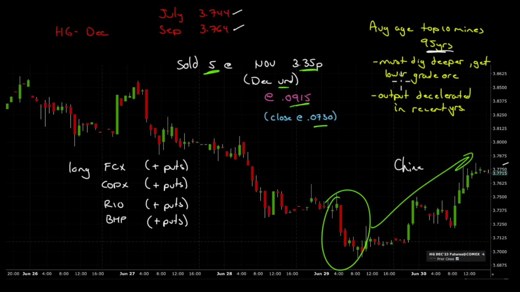But the deeper you dig, the lower the grade ore you get, so your yield per ton continues to drop. Output growth has decelerated in recent years. Think about that: 95 years is the average age of the top 10 mines.